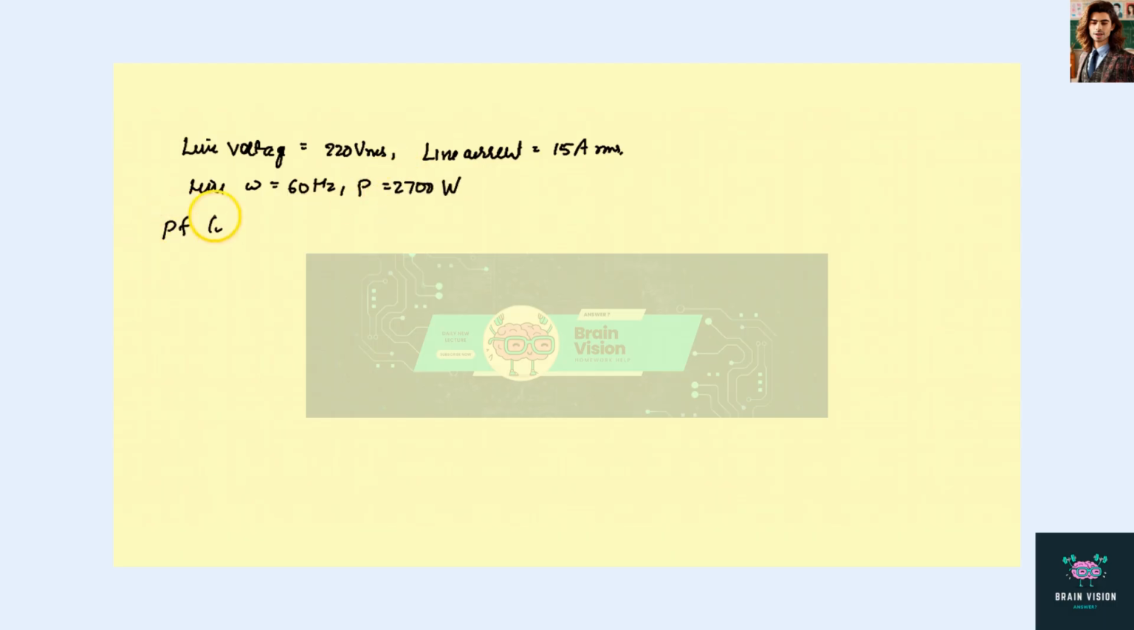Determine the power factor lagging of the motor and find the value of the capacitance also that must be connected to raise the power factor to the unity.